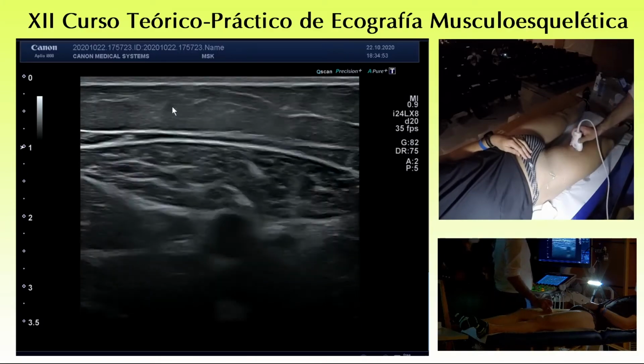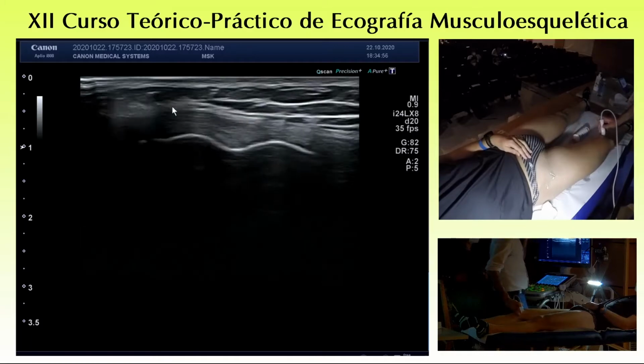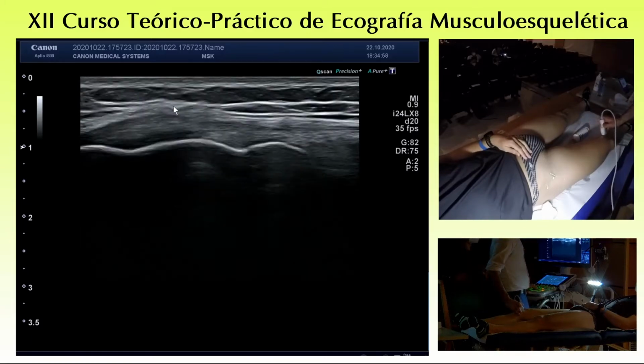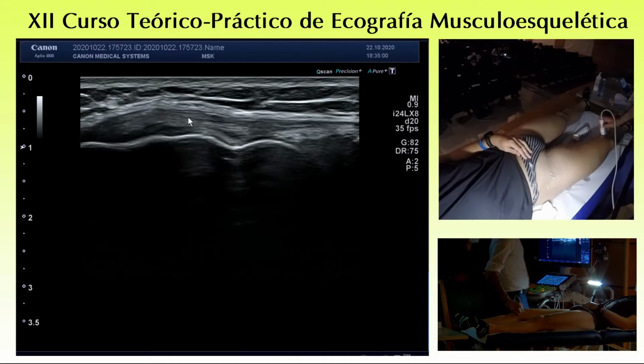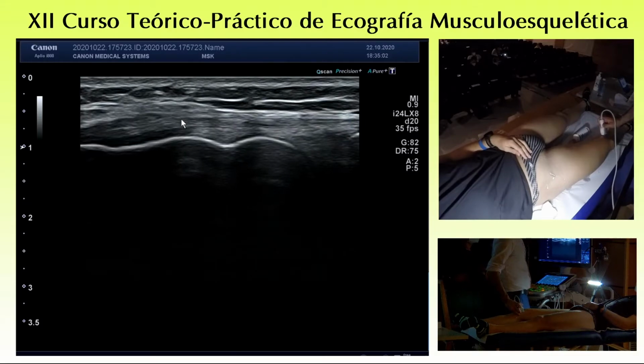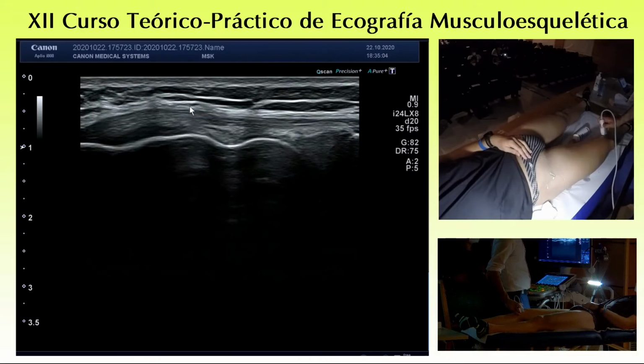And the last thing, always regarding the saphenous, there are many interesting things. You see, this is the medial collateral ligament. And you see this fascicle here.